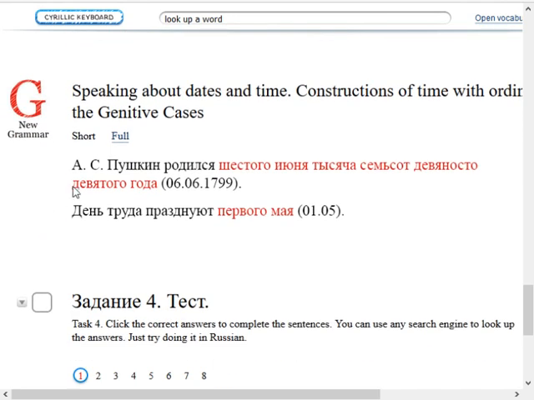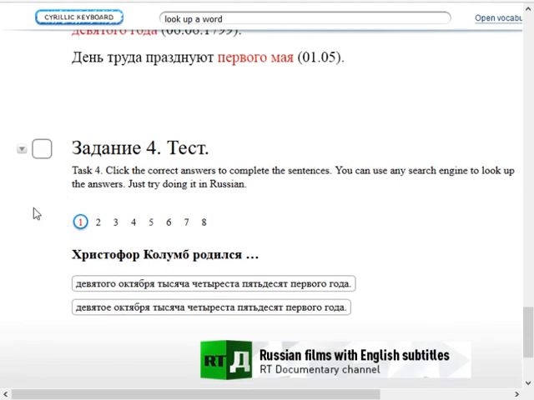Okay. And we saw this before about Pushkin being born on this date. Okay, and finally our test. So it says here you can use any search engine to look up the answers just for doing it in Russian. So this is basically, you don't need to know the answers necessarily. The point is just here to learn Russian. So it's a little bit of fun. You're not necessarily expected to know all of this off the top of your head, but it's a little bit of fun. And the point obviously is to try to do it in Russian and not your native language.